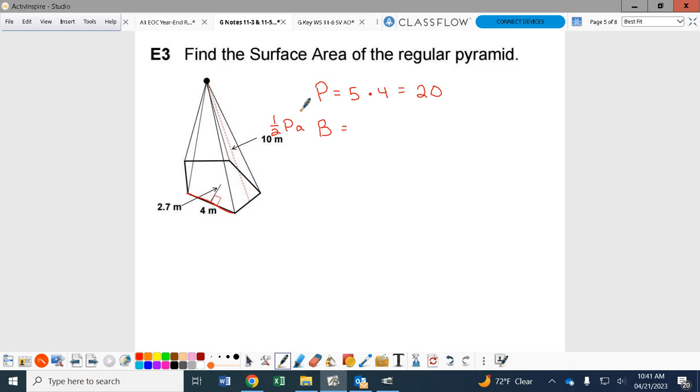Okay, so area of the base is going to be 1/2 times that 20 times our apothem. Which number is the apothem, guys? That's the apothem, 2.7. How do you know that's the apothem? Because it's at a right angle to the edge and it goes to the center of that shape. That's going to be your apothem. Multiply that, see what you get for the area of the base.